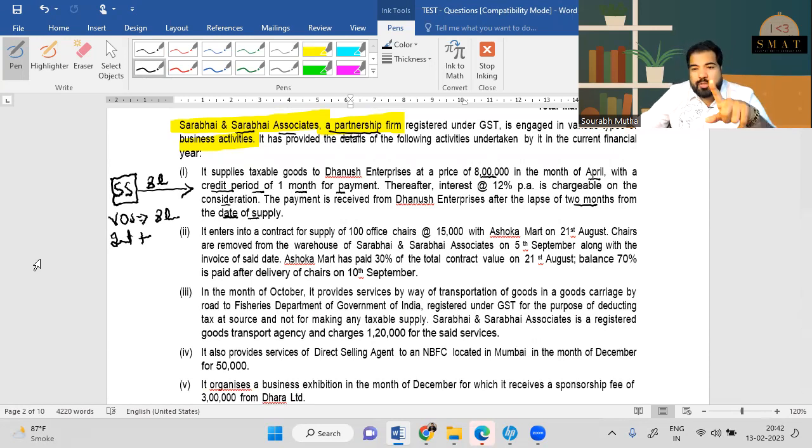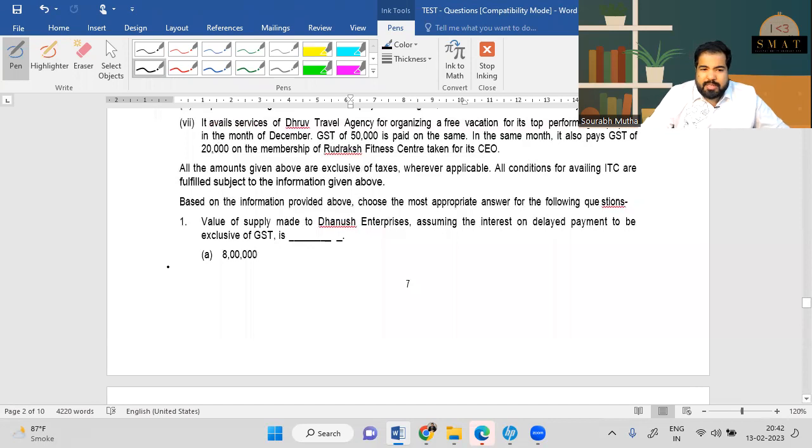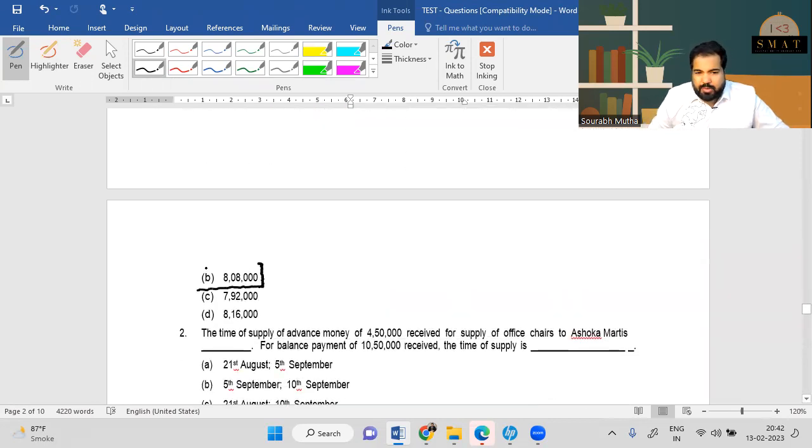Not 2 months, guys, because you are given a credit period of 1 month. You were late by 1 more month. So only divide by 12 into 1, basically 8,000 rupees of interest you will add. Again, I repeat, it's not 2 months interest, only 1 month, because 1 month was the credit period and you paid after that, delayed by 1 month. So the overall delay was only 1 month. Will you add this? Yes. So 8 lakh 8,000 is the value of supply on which there will be GST. So the answer is here 8 lakh 8,000. Answer is B.